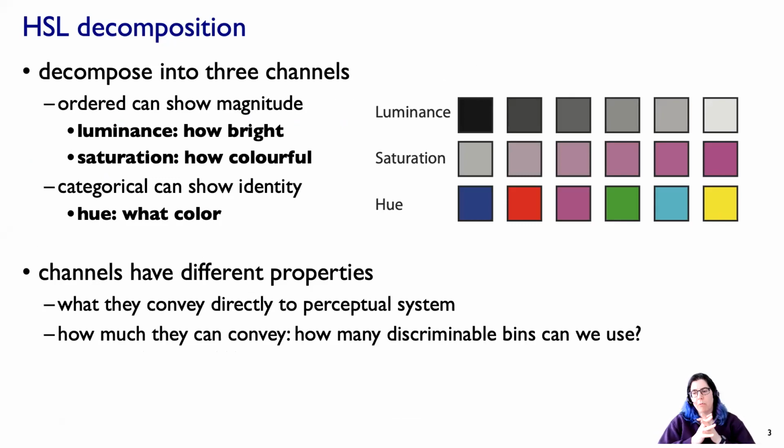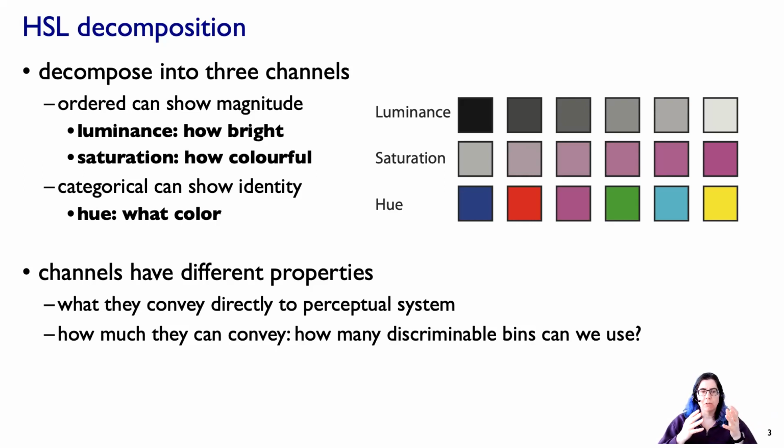The reason we want to do it this way is that luminance, that is how bright something is, varies from black to gray to white. So how bright something is, that's ordered. That's one of these ordered channels. It's a magnitude channel. And saturation, how colorful something is, that's also ordered, right? We can go from gray through sort of dusty pink to a more saturated, vibrant pink like we see here. So those are two ordered channels.